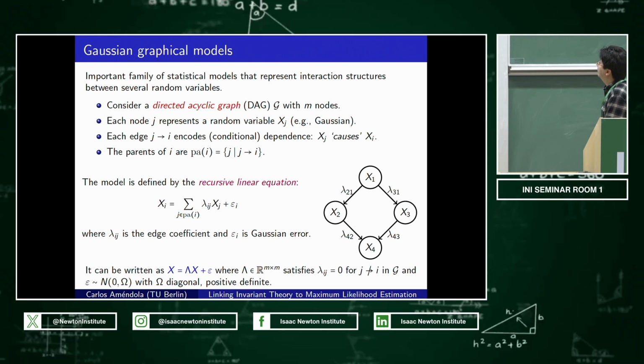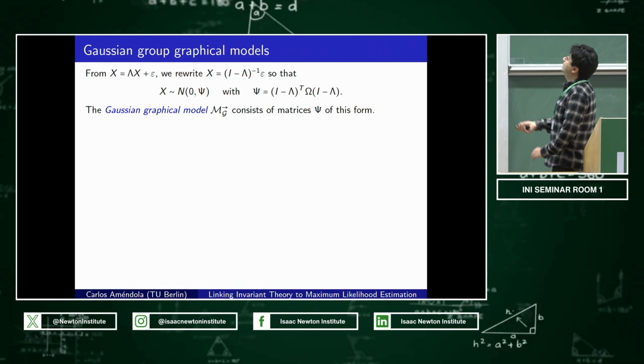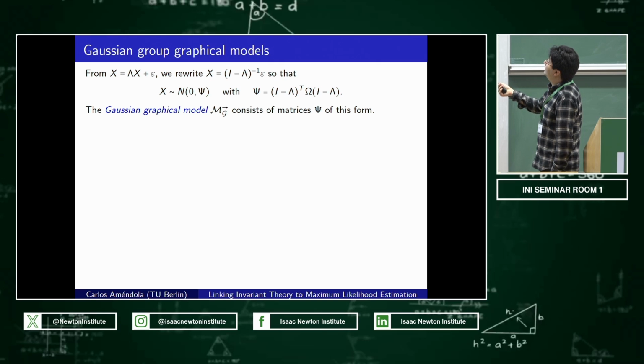In this setup, you can see the covariance matrix. From this representation, you can solve for x like this: identity minus lambda inverse times epsilon. You may wonder whether I minus lambda is always invertible. It is, because you can make it a triangular matrix with ones on the diagonal. And so the covariance is going to look like this. And this suspiciously looks like the Gaussian group models that I was defining before.